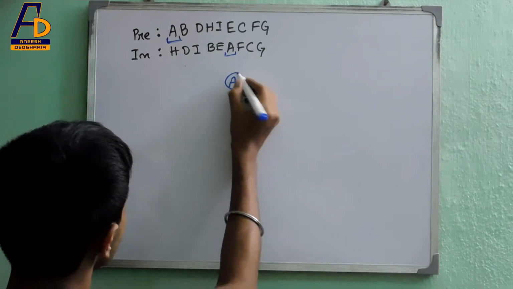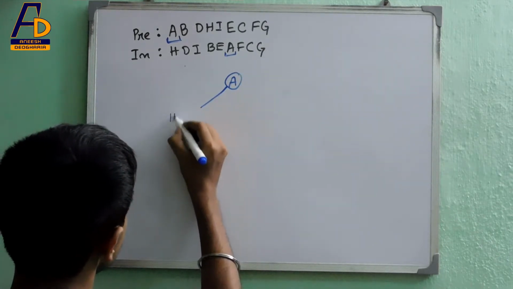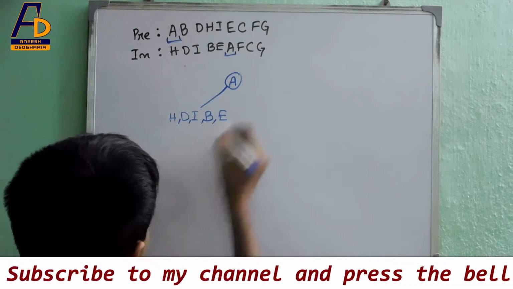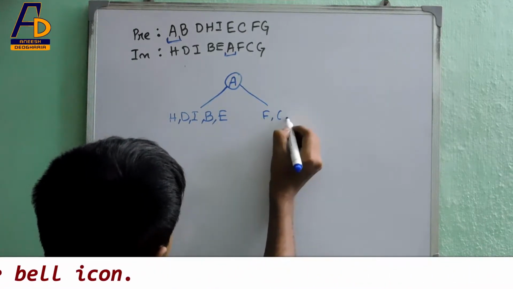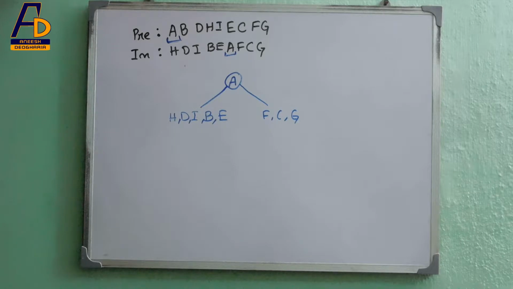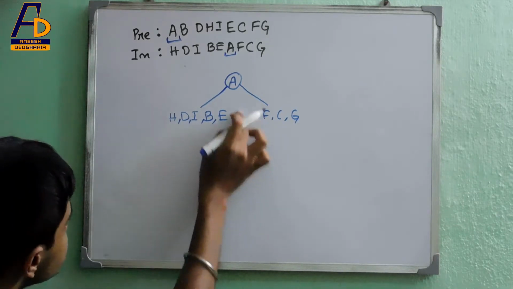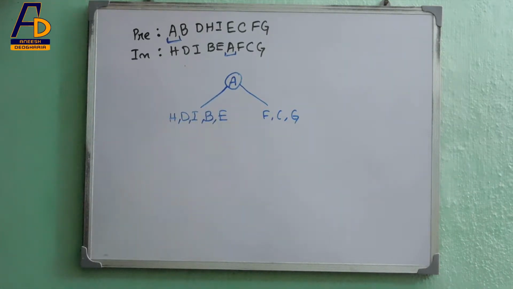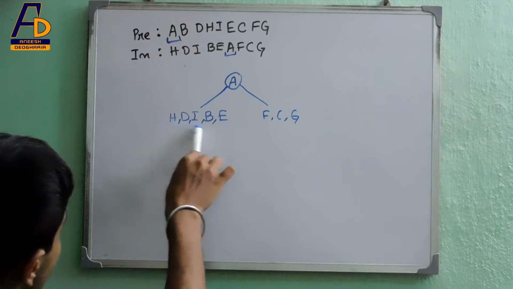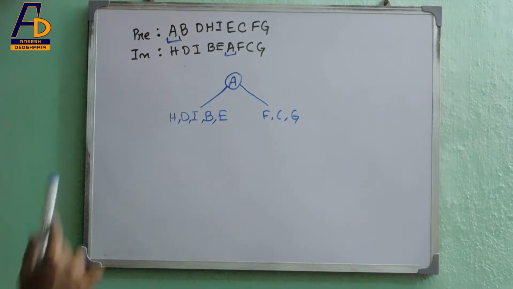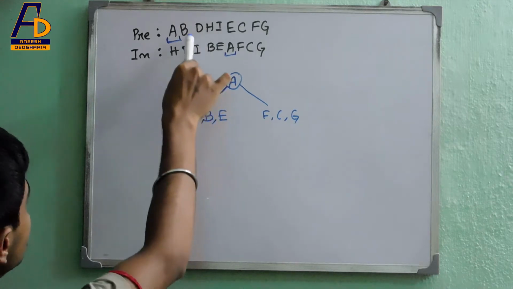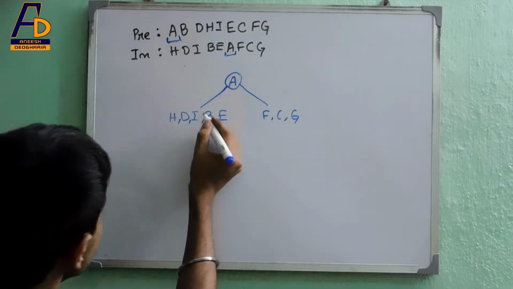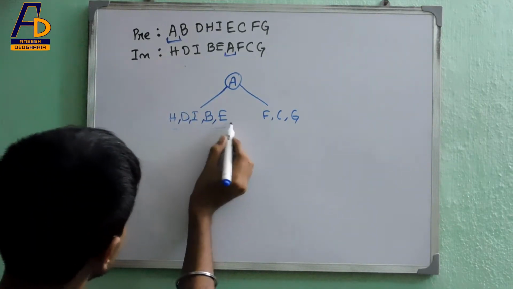So this is A. In the left part we have H, D, I, B and E somewhere. Okay, and in the right part we have F, C and G. Okay, now what we have to do, this is a whole new tree. We need to construct this tree and this tree separately. Now in case of H, D, I, B, E, let's locate which node comes first in the pre-order traversal, and we can see that B comes first after A. So B will be the root among these nodes.